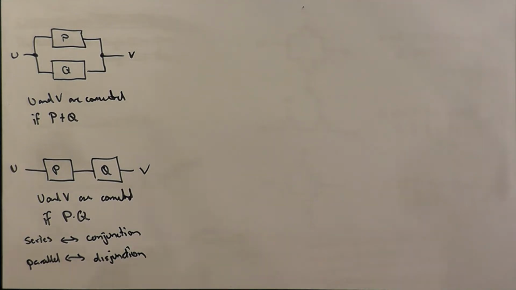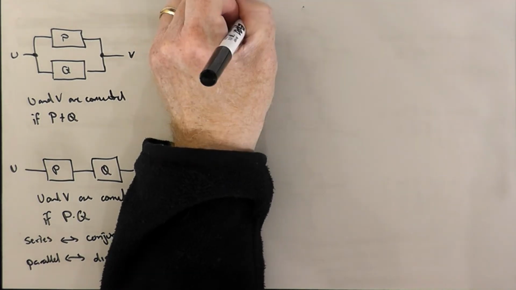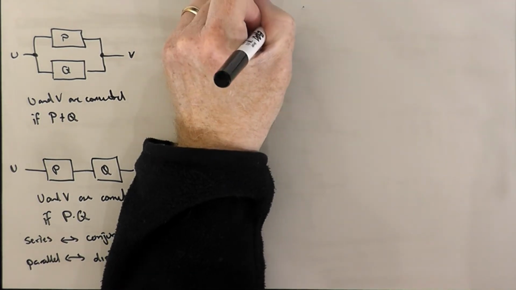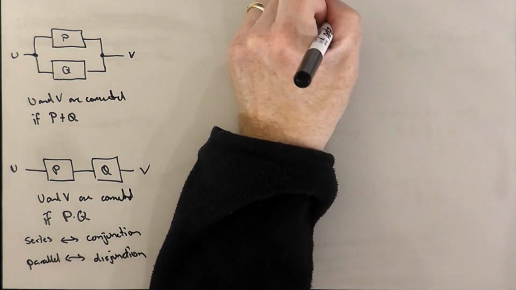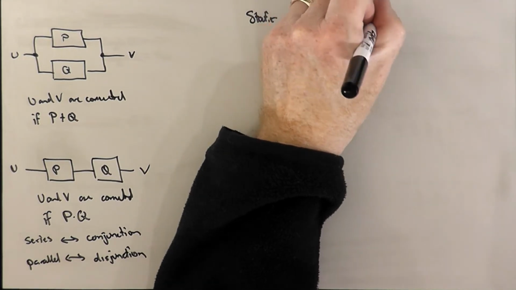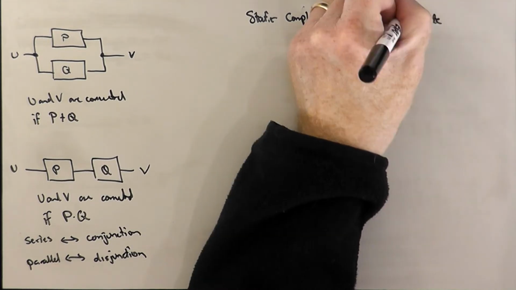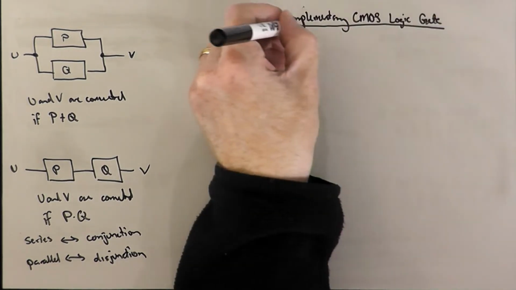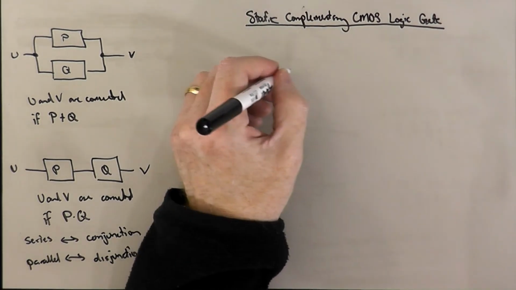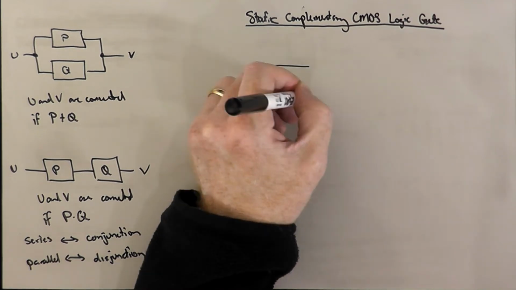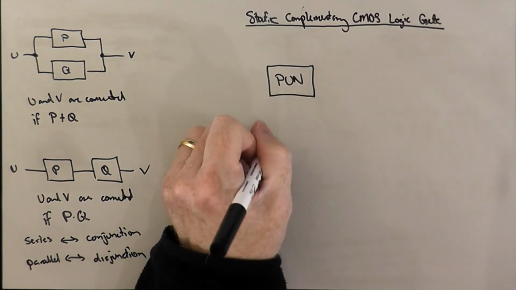With that in mind, we're going to look at the structure of what's called a static complementary CMOS logic gate. And this is the vanilla CMOS logic family. Okay, and the basic idea is that we have two networks called PUN and PDN.